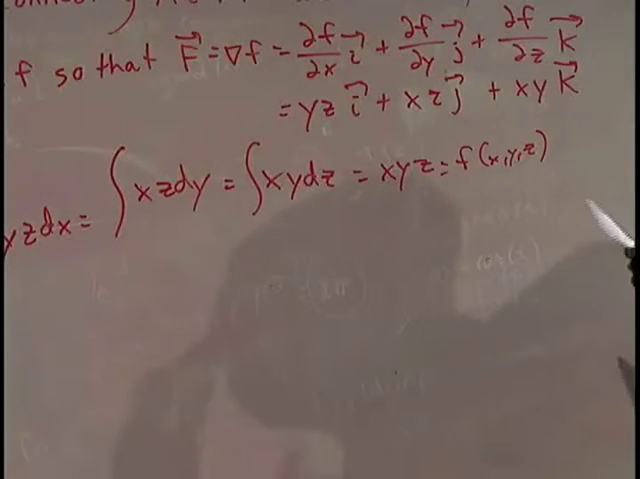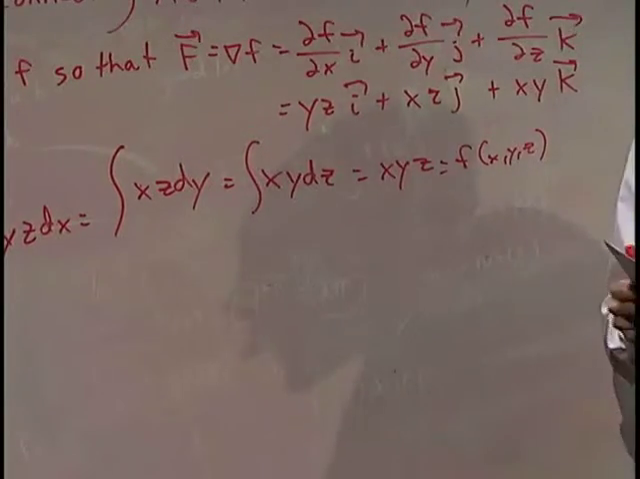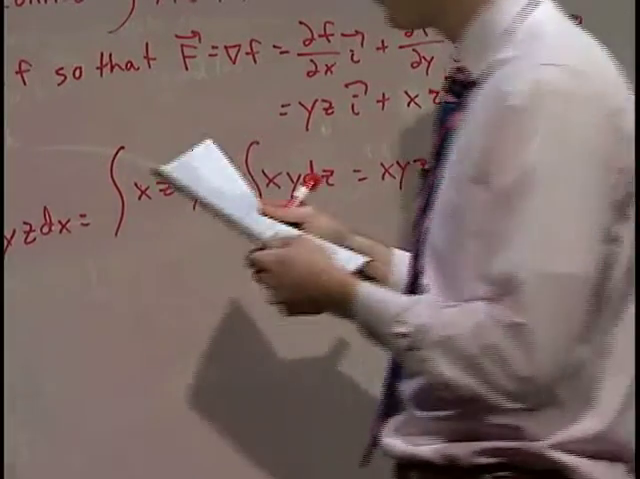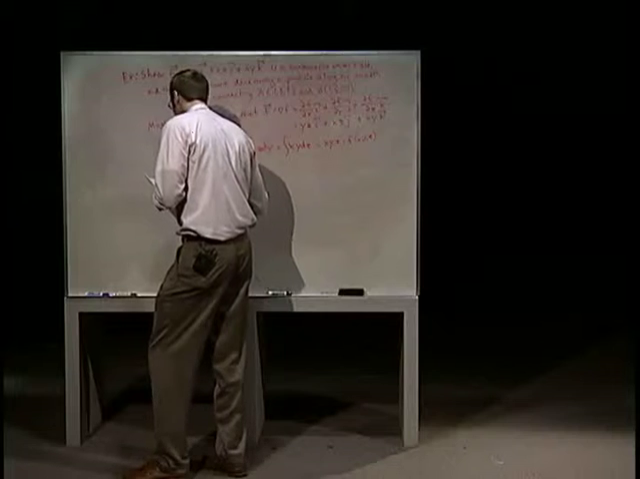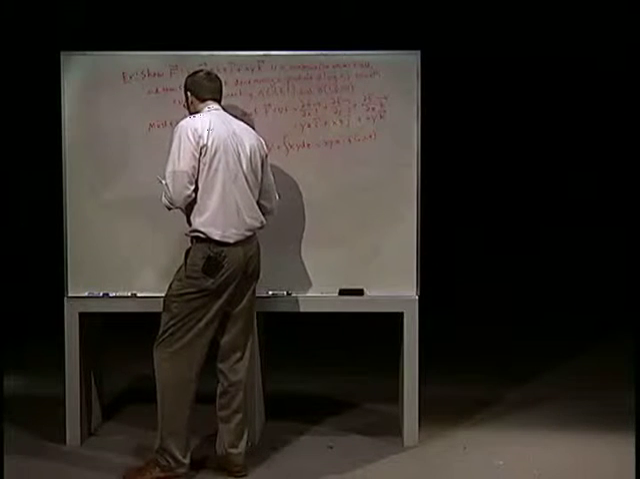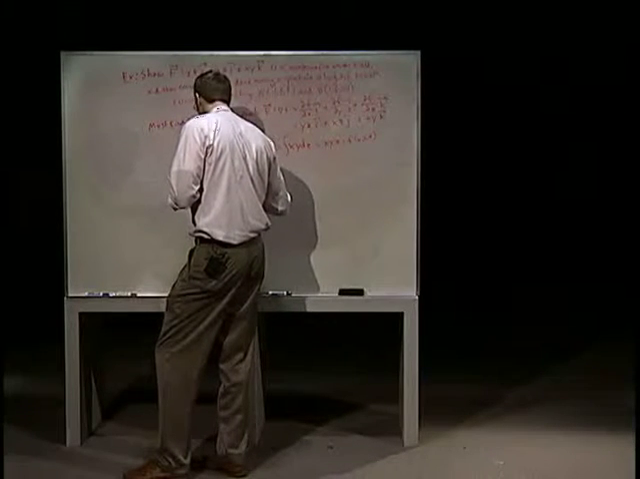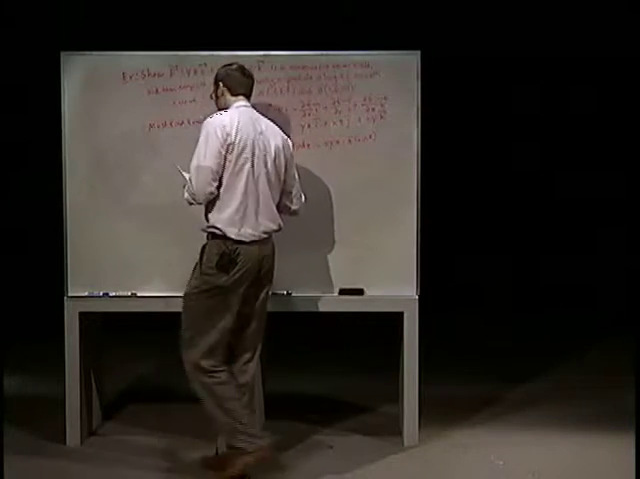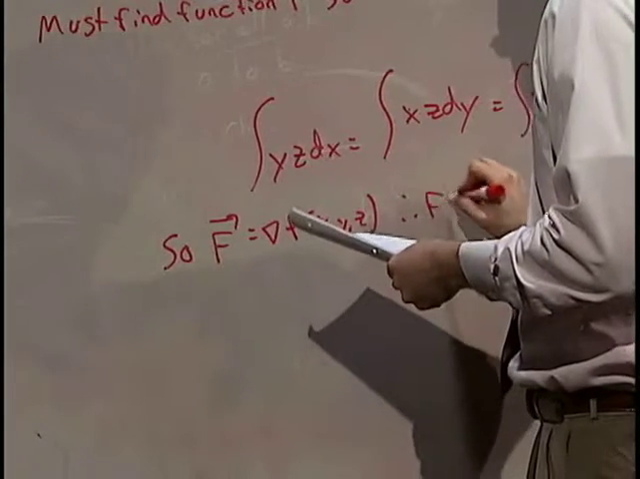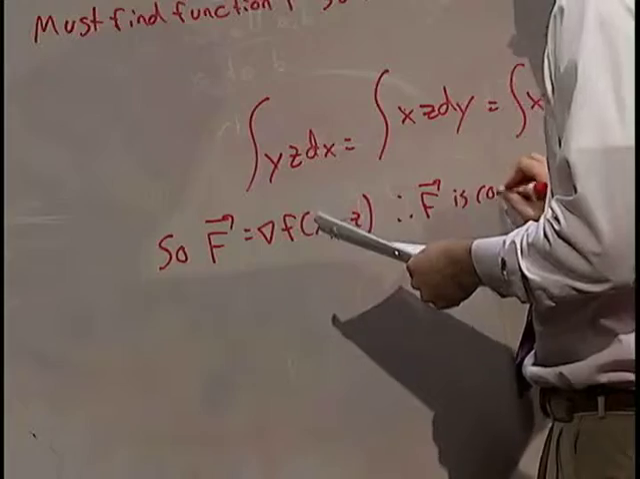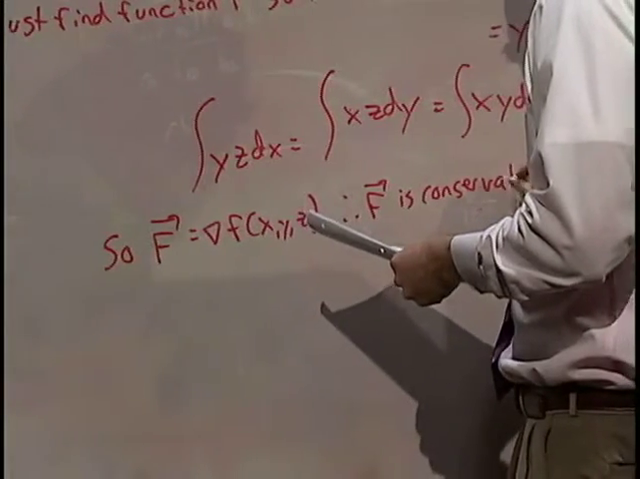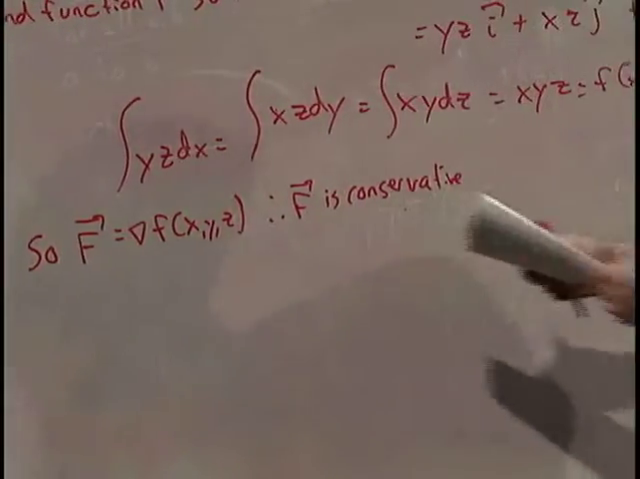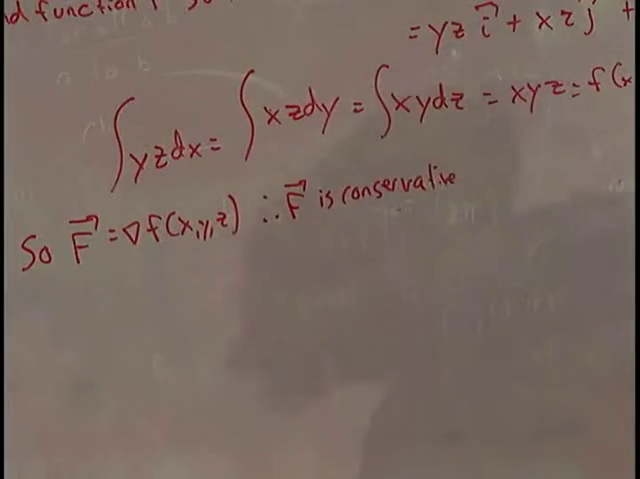So we'll see down the road that it won't always be this easy. Okay, so there's a function that works. Therefore, F is equal to the gradient field of that function. Therefore, F is conservative. Okay? F is conservative.